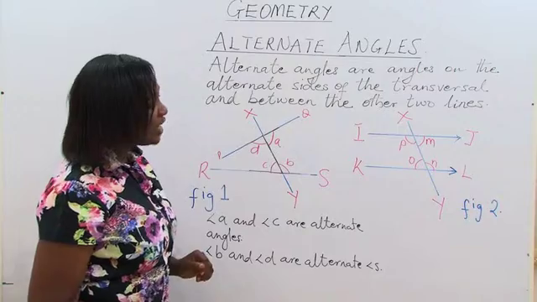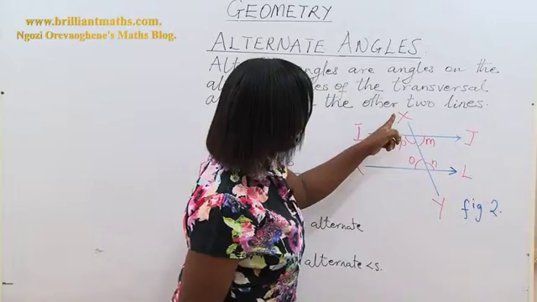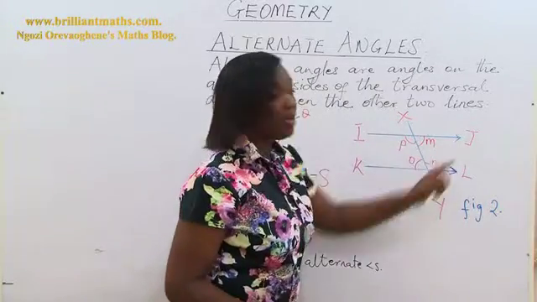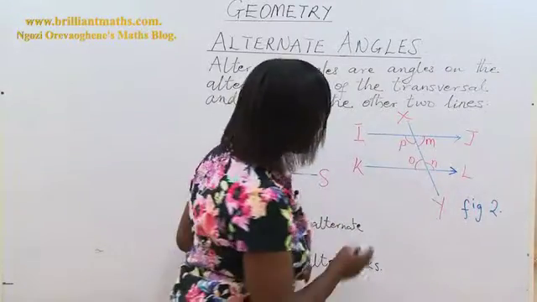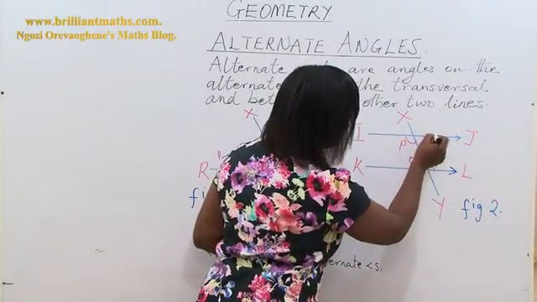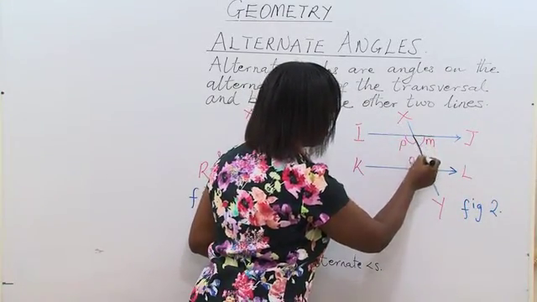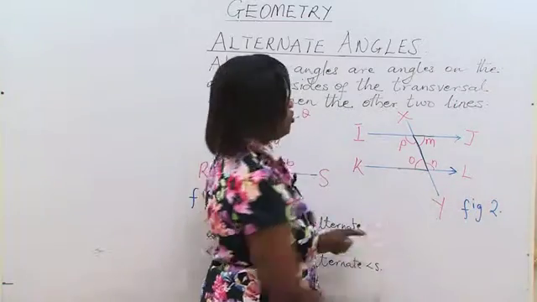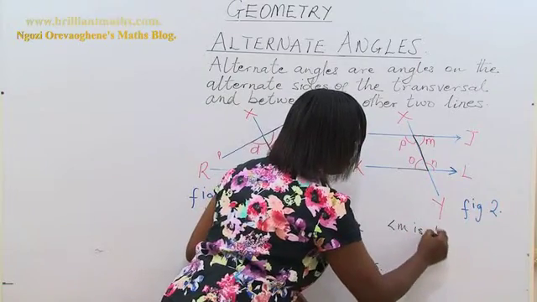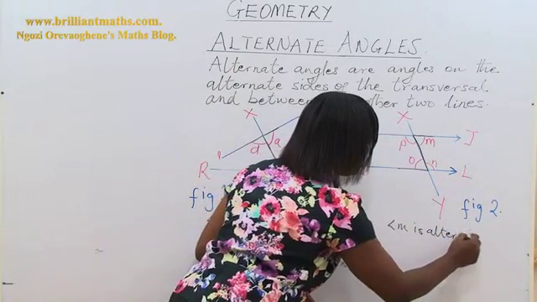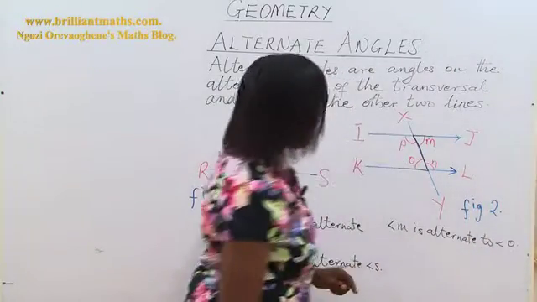Let's look at the angles that are formed when the lines are parallel. We have the transversal, line XY. Line IJ is parallel to line KL. And the alternate angles here are, let's look for the Z formation. Angle M is alternate to angle O. So angle M is alternate to angle O.